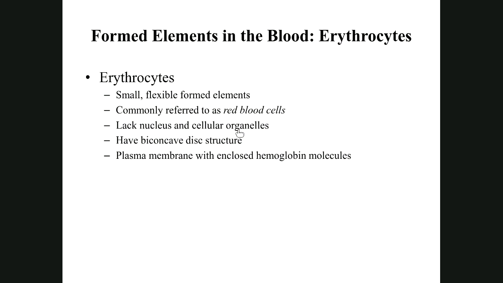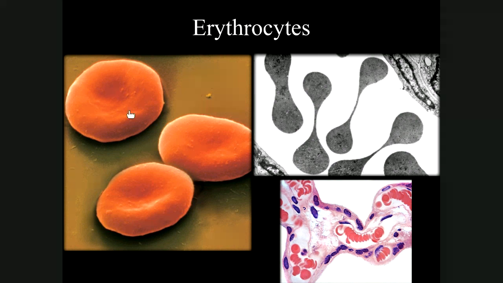And so we want to get rid of these organelles so that we don't consume the oxygen that we're carrying. And it's that hemoglobin molecule that carries that oxygen. Now that shape is important because, instead of being round, it gives us more surface to volume ratio. And so as a result, we can exchange.